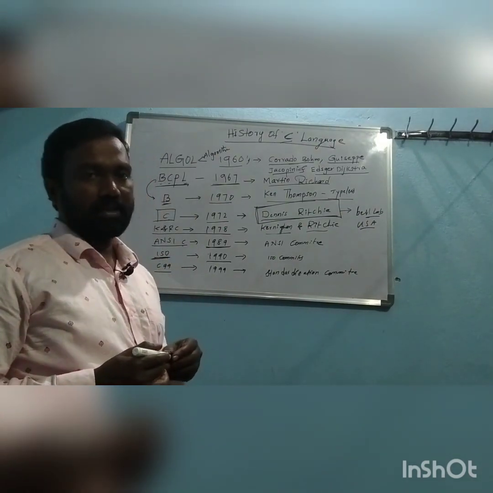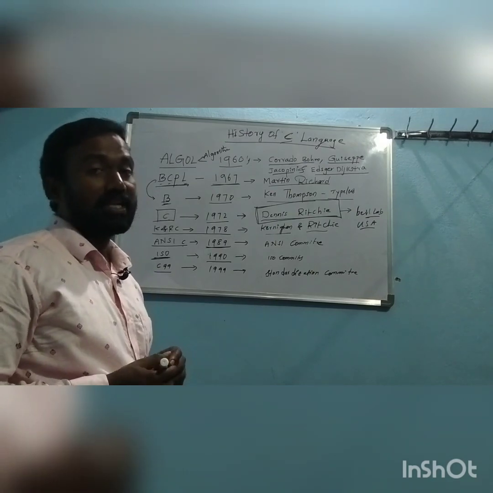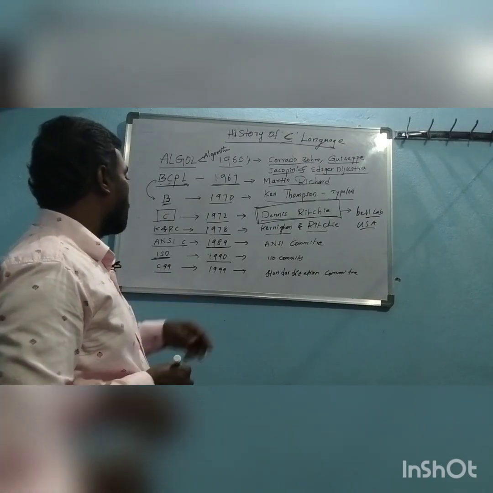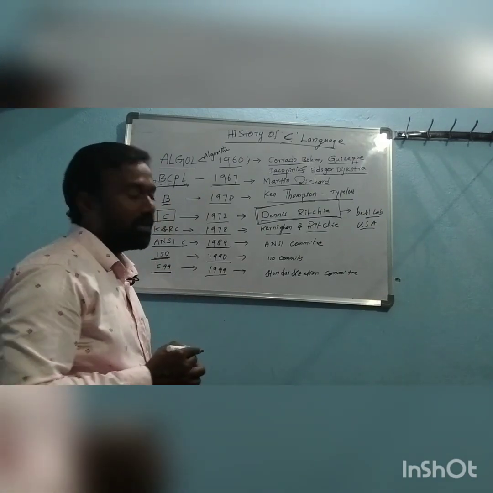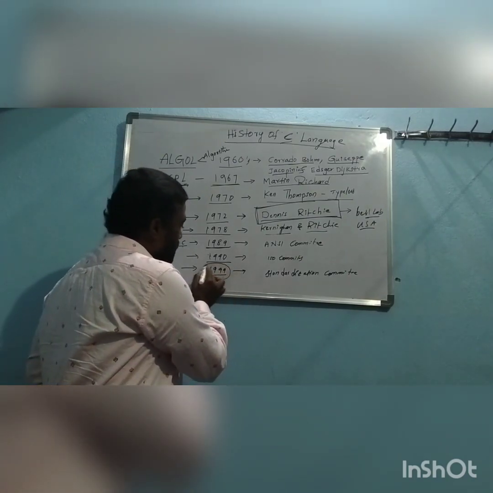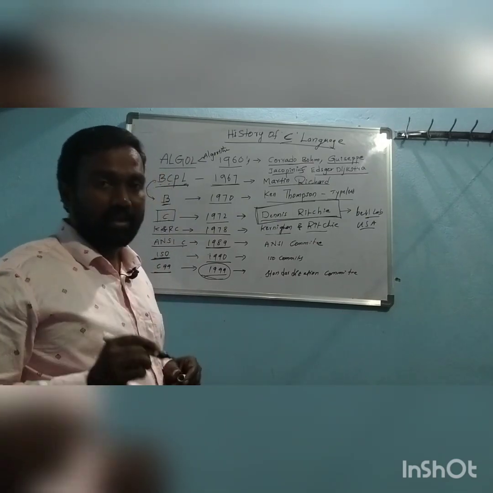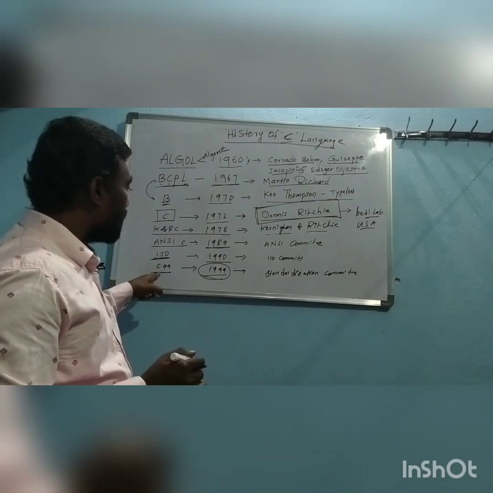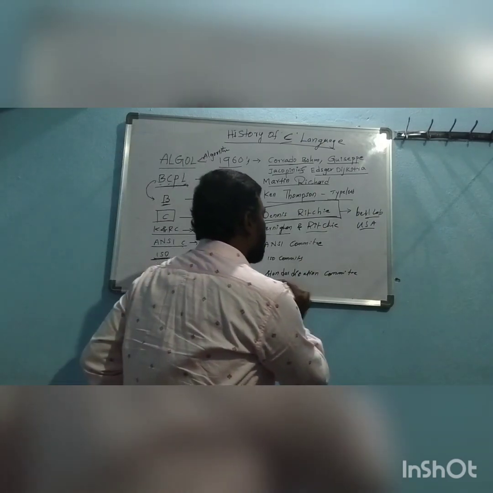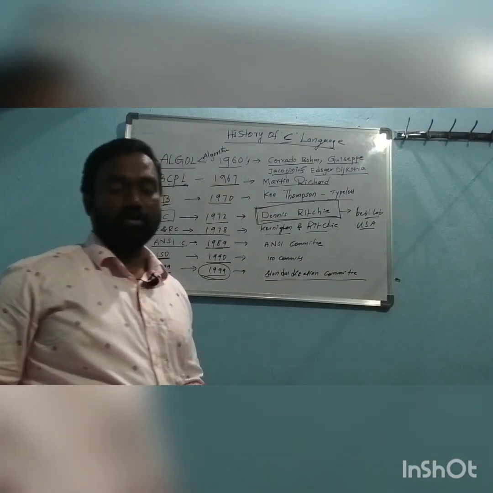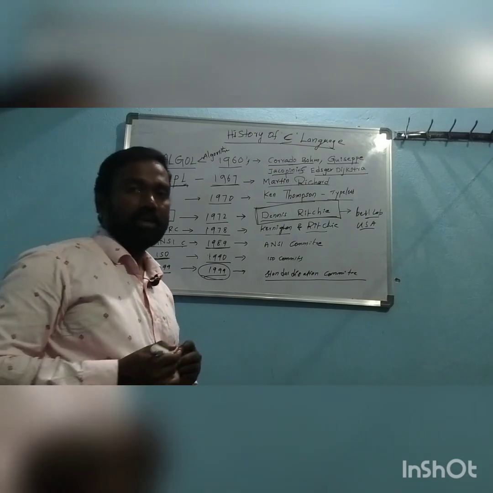Okay, so this is the next stage, and the last stage of the C history is C99. They gave a standard called C99. It was given in 1999, that's why it is named C99. This was given by the standardization committee.